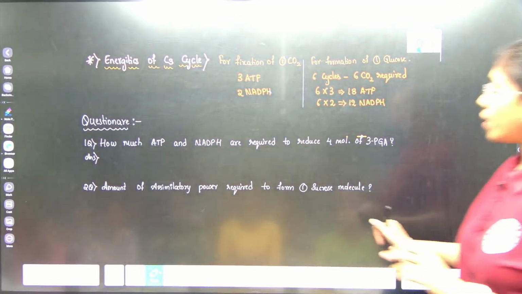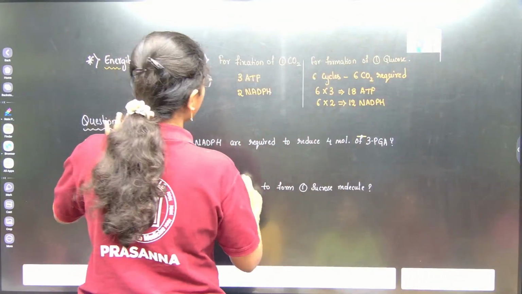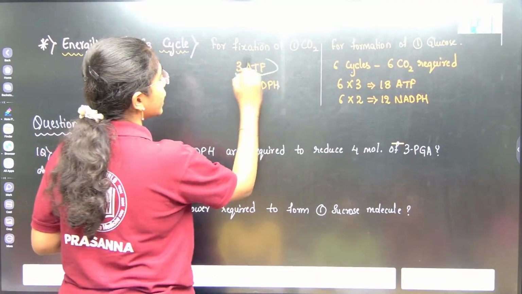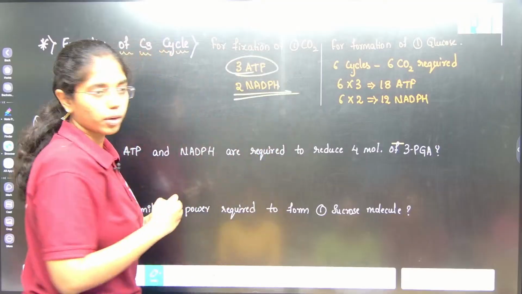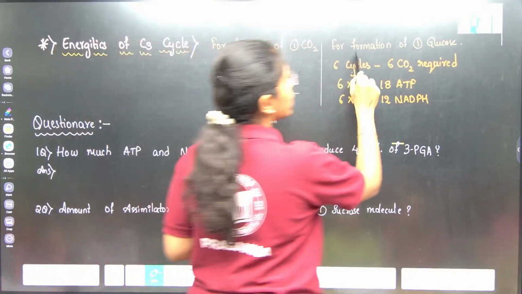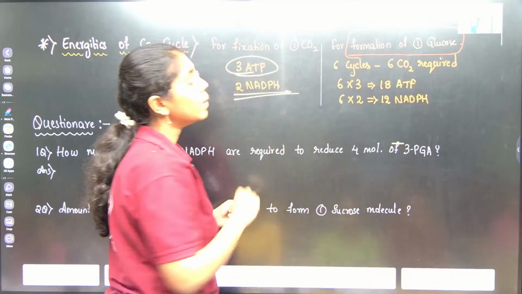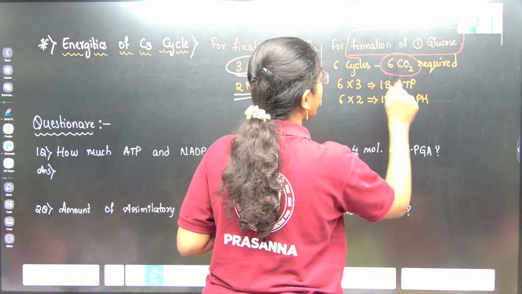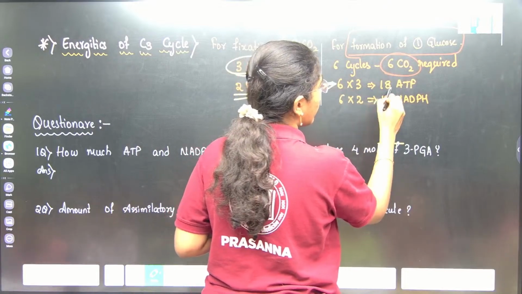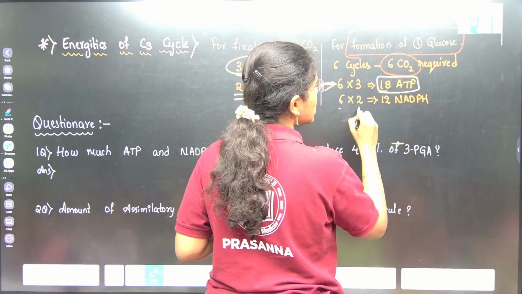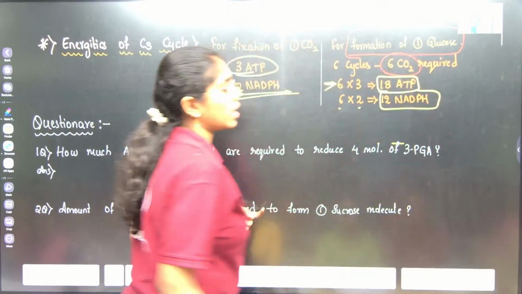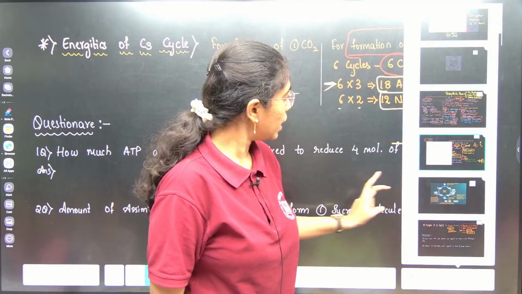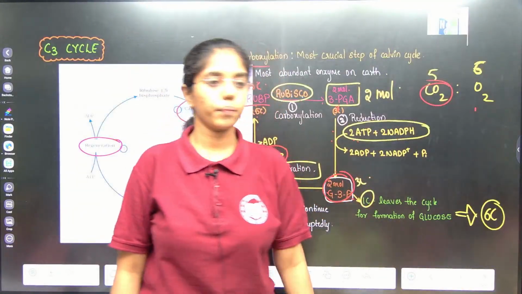Yeah. So, for 1 carbon dioxide fixation, 3 ATP and 2 NADPH are required. For 1 glucose to form, 6 cycles should happen. 6 carbon dioxides are required. 6 into 3, 18 ATP are required. 6 into 2, 12 NADPH are required. Okay. First you take down this about C3 cycle, then we will move to C4.